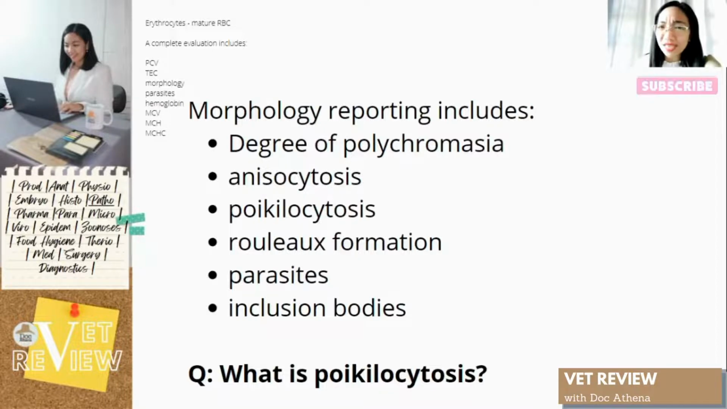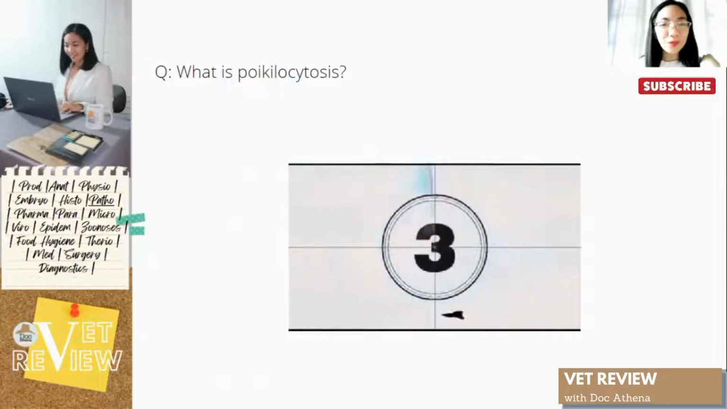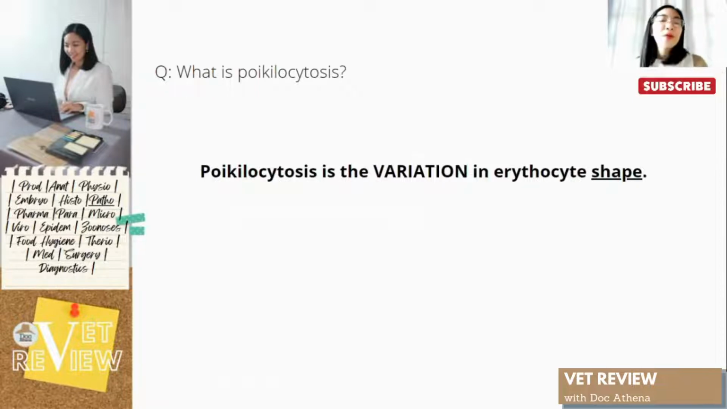What is poikilocytosis? You have 5 seconds to give me your answer. 4, 3, 2, 1, time. Answer? Poikilocytosis is the variation in erythrocyte shape. Okay, remember that. Poikilo, shape. Cytosis pertains to the changes or abnormalities with the cell. So poikilocytosis is the variation in erythrocyte shape.